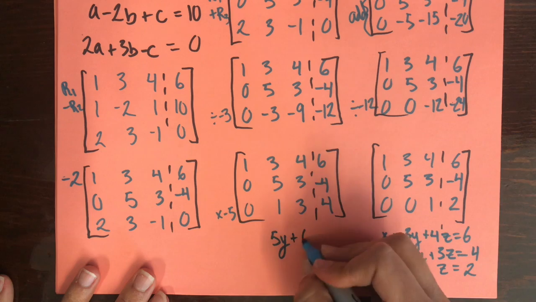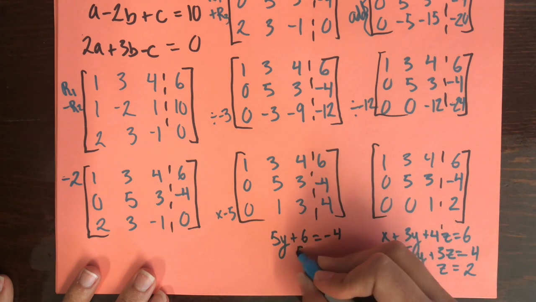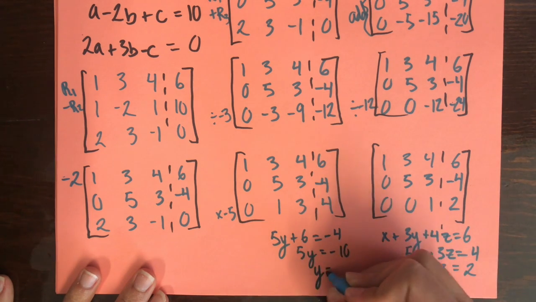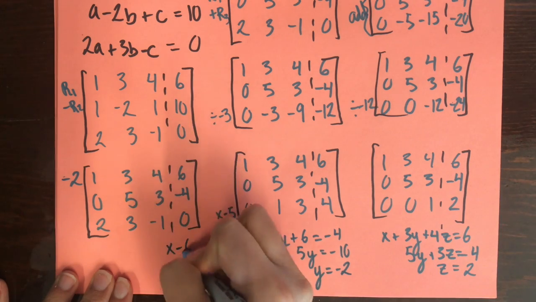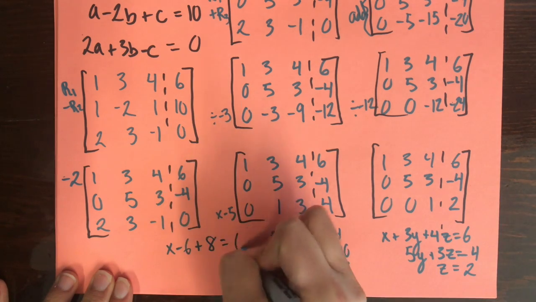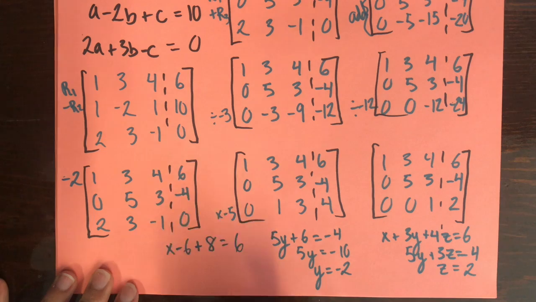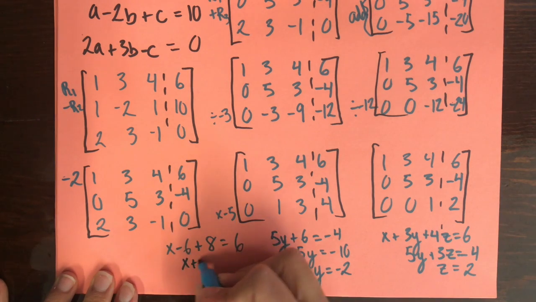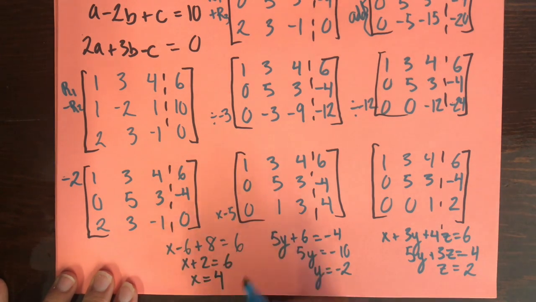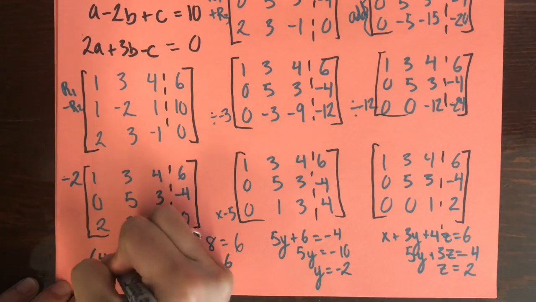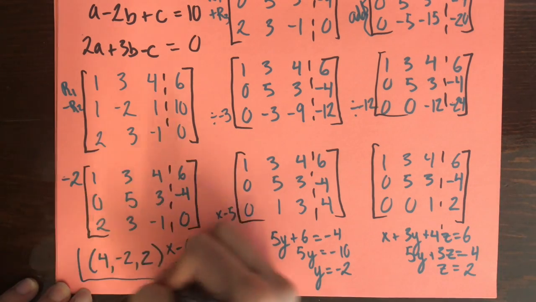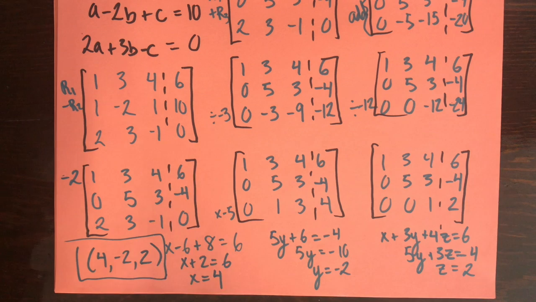So we get z equals 2, and I plug that into the second equation right above it, and I get 5y plus 6 equals negative 4. Therefore, 5y is equal to negative 10, and y is equal to negative 2. And then I'm going to plug in negative 2 and 2, right? My y and my z. And for the very first equation, I end up with x is equal to 4. So my final solution is 4, negative 2, 2.